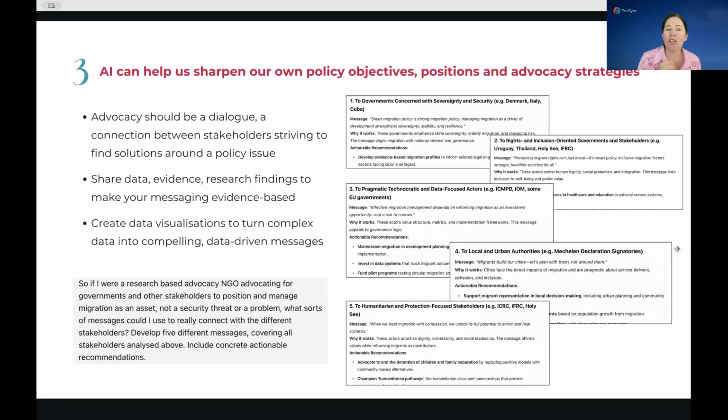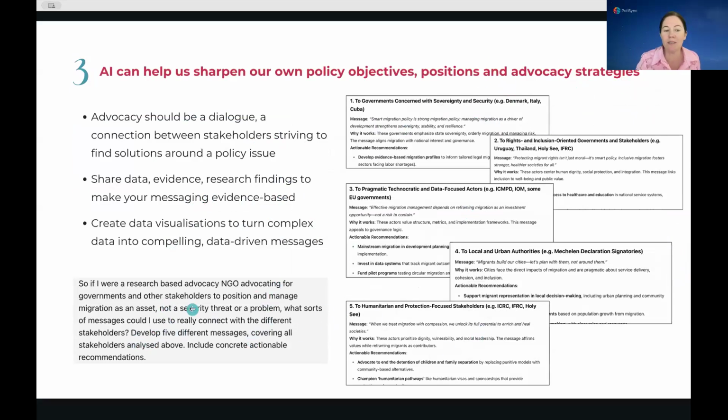Then it can also help you sharpen your own policy objectives, positions, and advocacy strategies. So advocacy really should be a dialogue. It's about connecting stakeholders, and we really want to come to the best solutions possible through dialogue between different actors. So again, I just carried on.